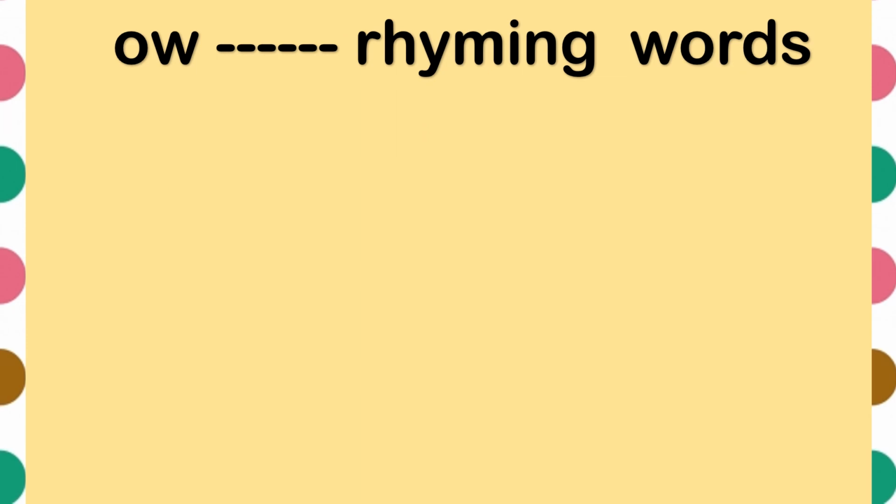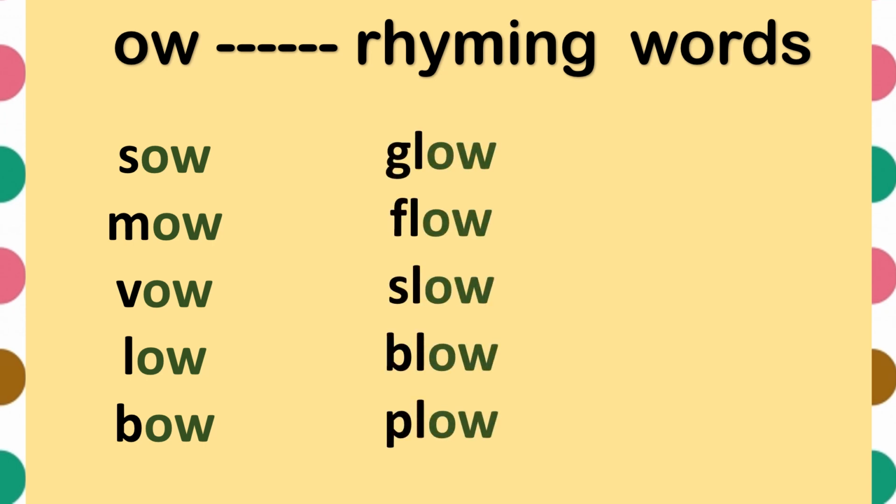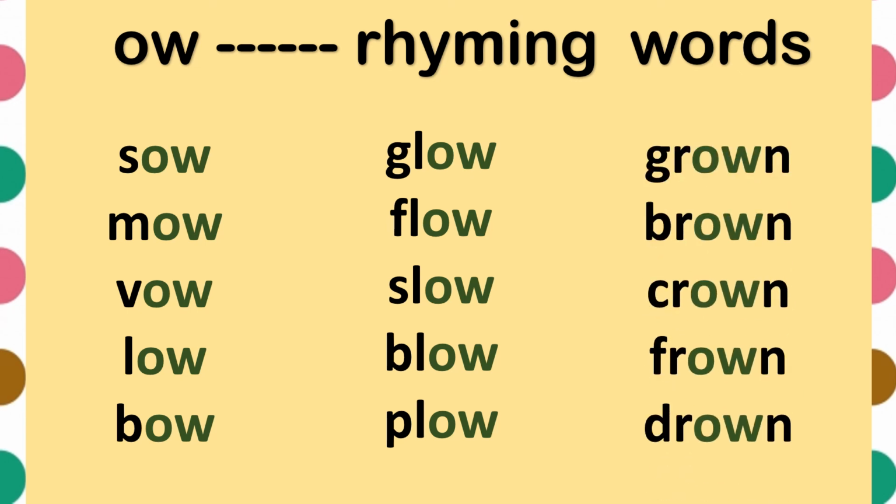Let's do some rhyming words. O with letter W. Glow, flow, slow, blow. Ground, brown, crown, frown, drown.